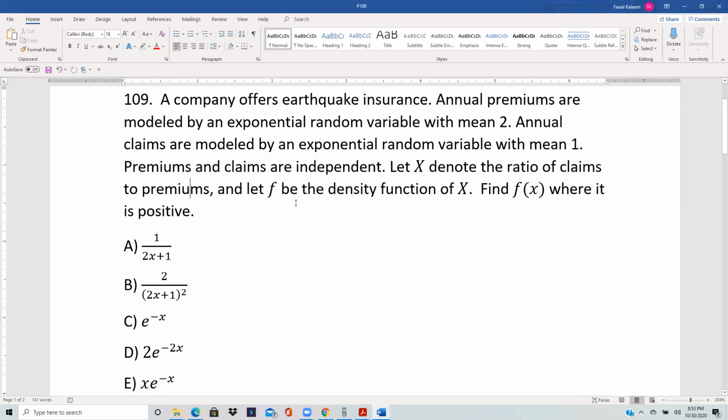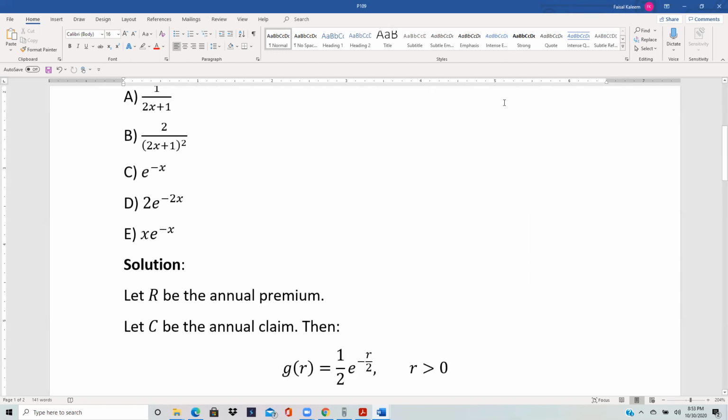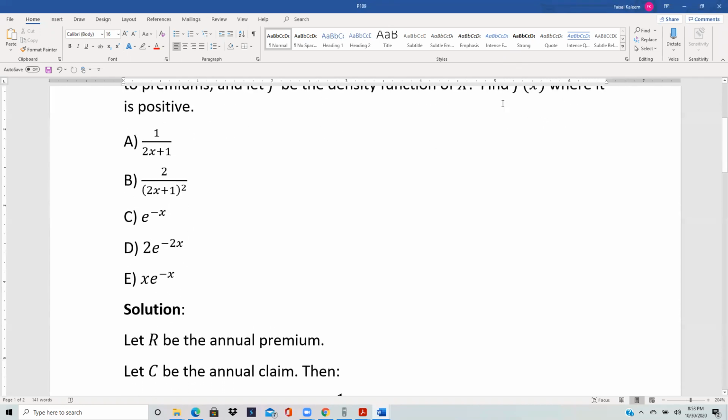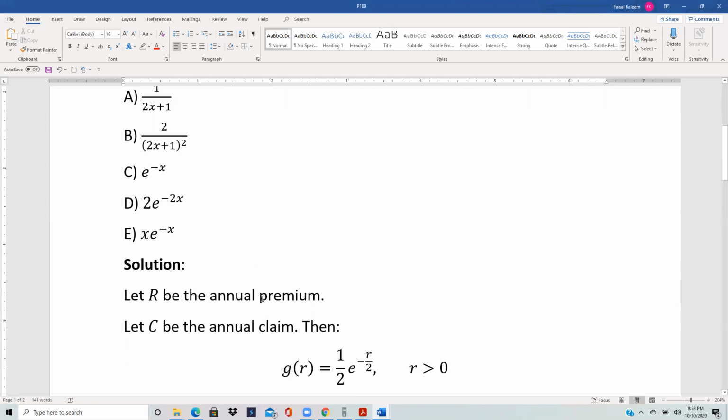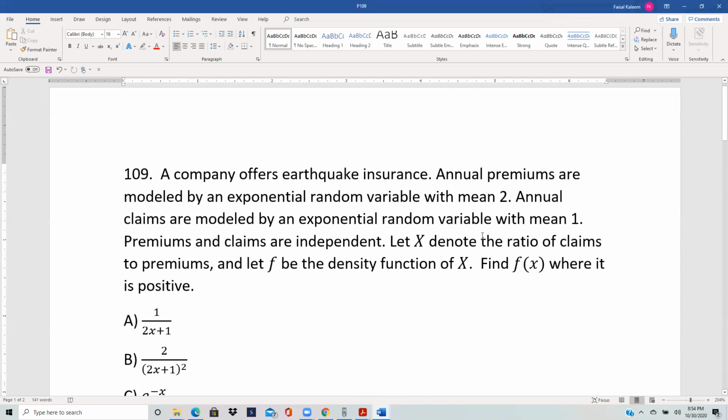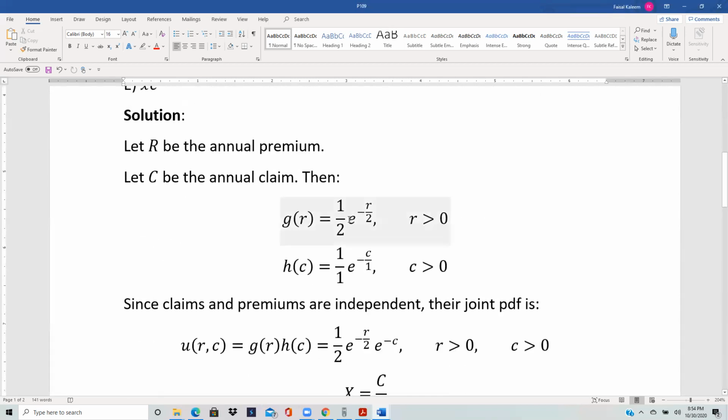So let's call the annual premiums R and the annual claim C. I'm not calling the annual premium P because P is a symbol we use for probability. R is the next letter, so I'm using R for premium, C for claim. For the premium, the mean is 2 and it's exponential, so the PDF is 1 over 2 e to the negative r over 2. Remember, the PDF for exponential is 1 over k e to the negative x over k if k is the mean. For the claim, the mean is 1, so the PDF is 1 over 1 e to the negative c over 1.